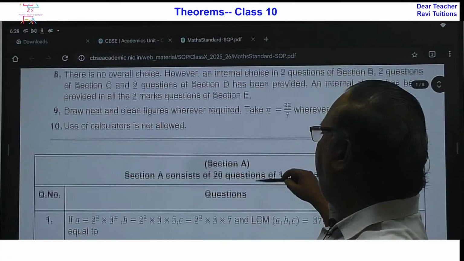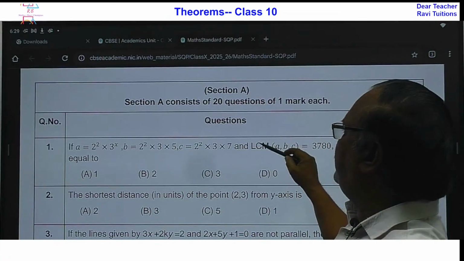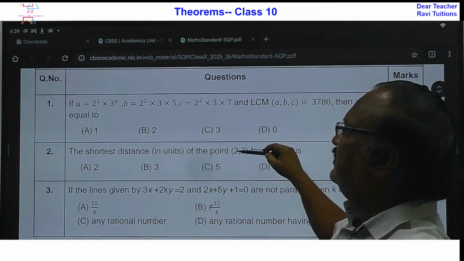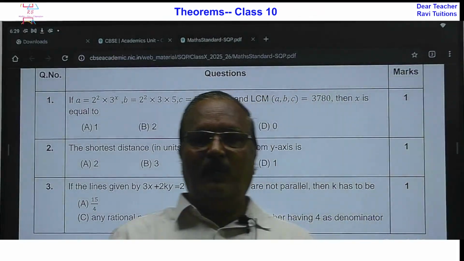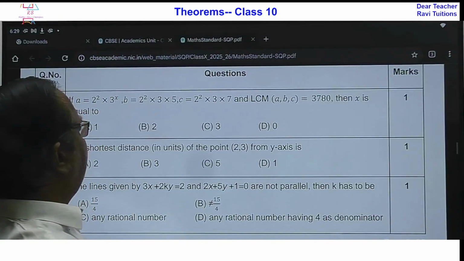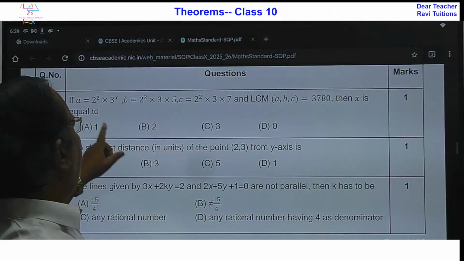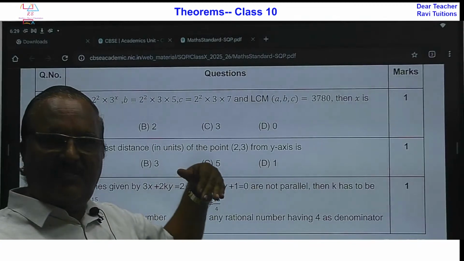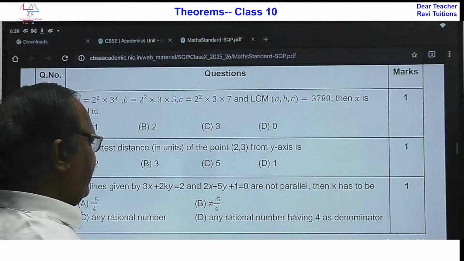Section A consists of 20 questions, 1 mark each. You can just see how the question paper is. So this is the first one, multiple choice questions. All these questions I have already revised.